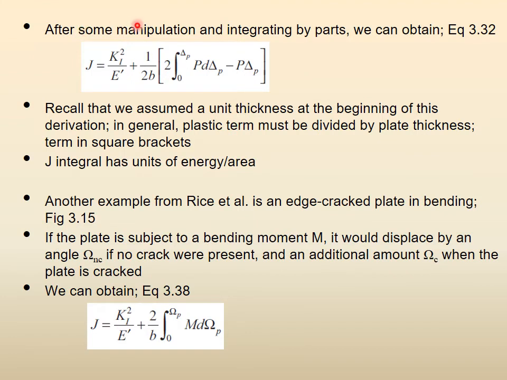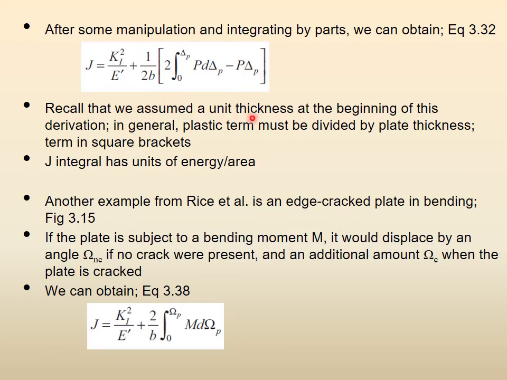After some manipulation and integration by parts, we can simplify it like this. This one is the same. This has simplified a little. 1 upon 2b, integral of p d delta twice, minus p delta. This is integral p delta because integration by parts is there. So the first time you do it, you get p delta, and the next time you do it, it is from p d delta. And remember, this is under load, this is the plastic. Delta p is the plastic part.